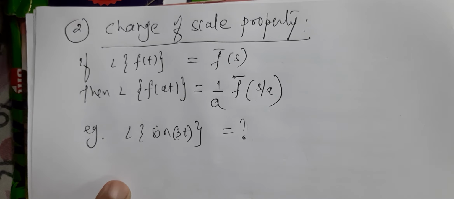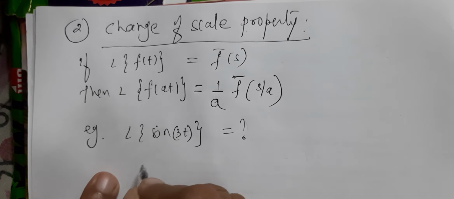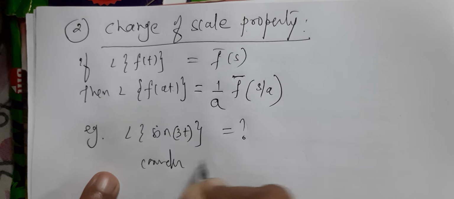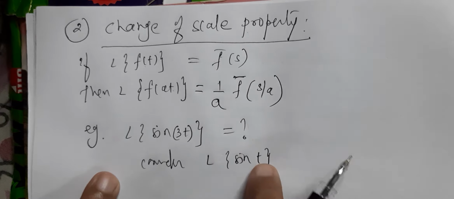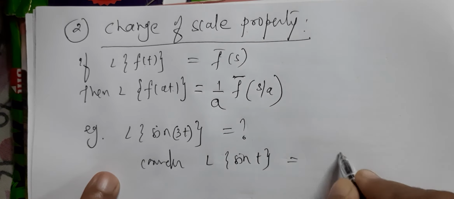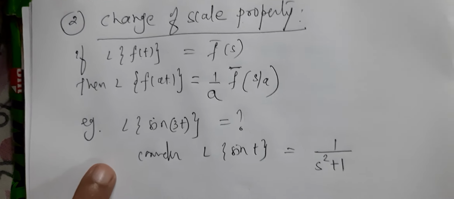Second step, how to use. First we find Laplace of f(t). Here, first we consider Laplace of sin t. Instead of at, first we will consider t only. What is this Laplace? a upon s square plus a square, that is 1 upon s square plus 1.